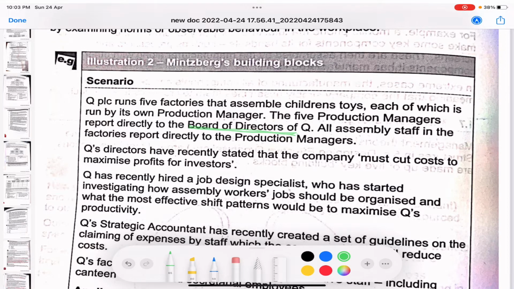So all assembly staff in the factories report to the production manager. So what is the production manager? Is the production manager also the strategic apex? Wrong. Production managers belong to the middle line, and we know that the assembly staff, the persons who are involved in the production of the good, have to report to the middle line, to the production managers. Hence, what do we get to know by this? That the assembly staff belongs to the operating core.